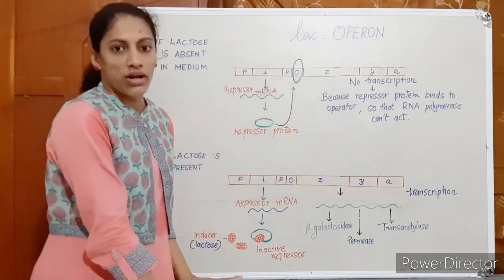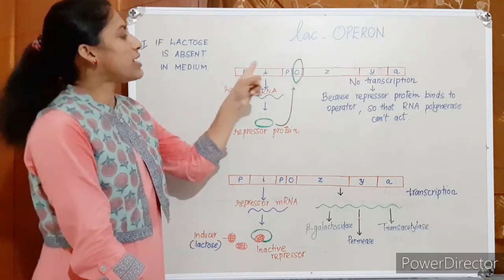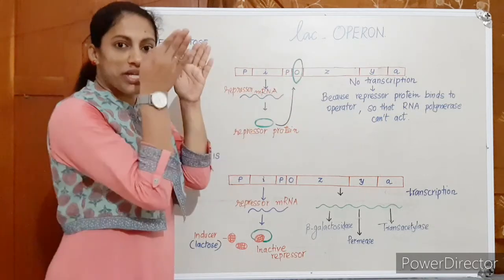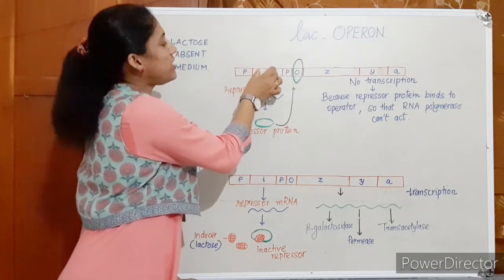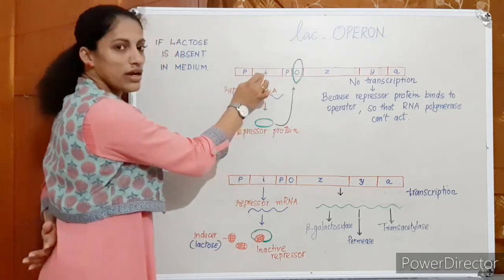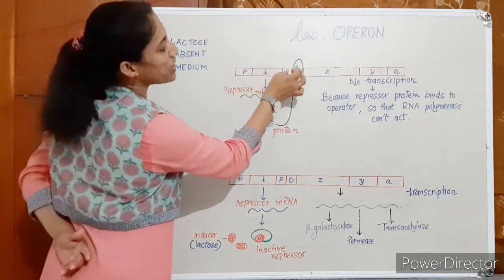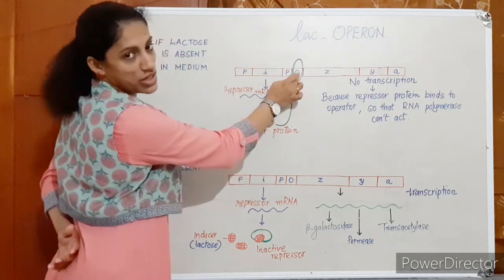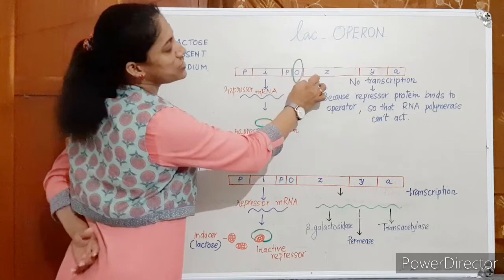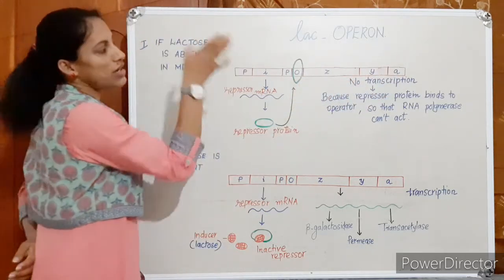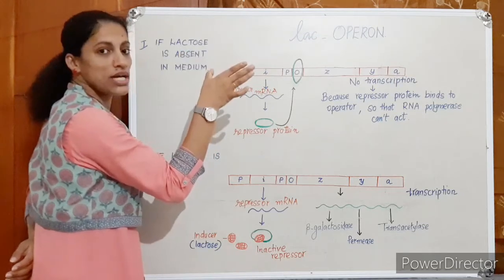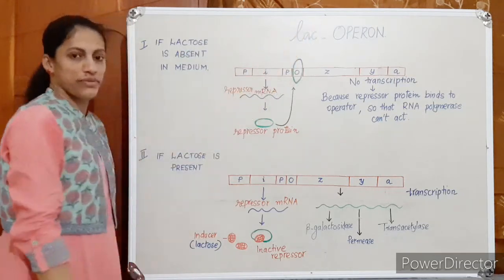Different parts of lac operon. Lac operon has a promoter. Within the promoter, there is a regulator gene. The regulator gene is named as I. And after the promoter, there is operator gene O. Three structural genes Z, Y and A. These are the parts of lac operon. The terminator also is there.